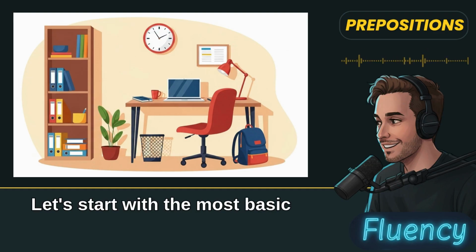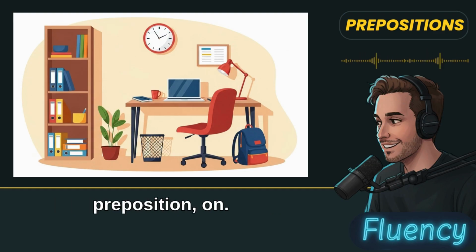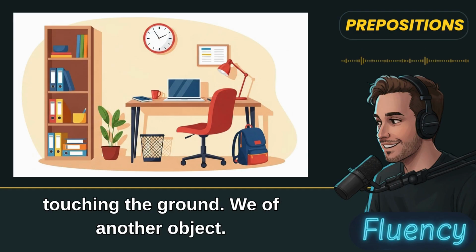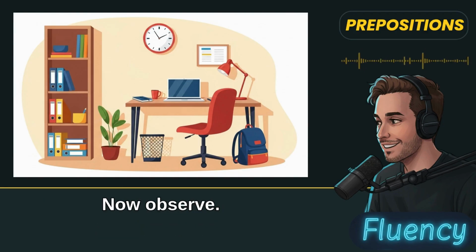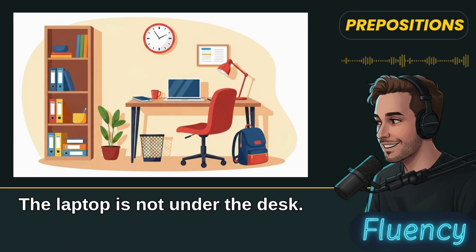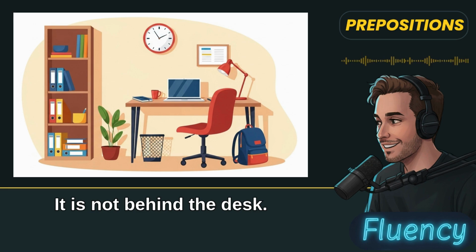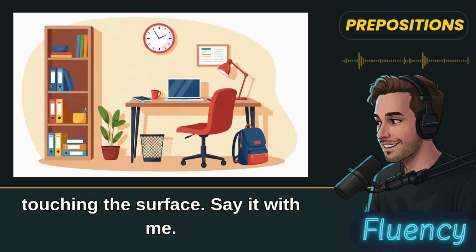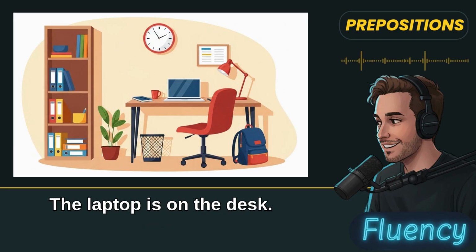Let's start with the most basic preposition, on. We use on when something is touching the surface of another object. Now observe. The laptop is on the desk. The laptop is not under the desk. It is not behind the desk. It is on the desk, touching the surface. Say it with me. The laptop is on the desk.